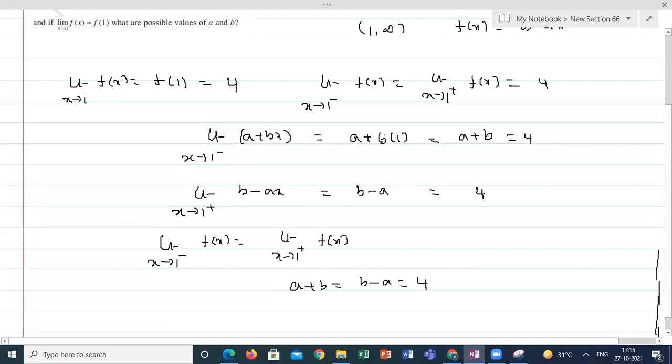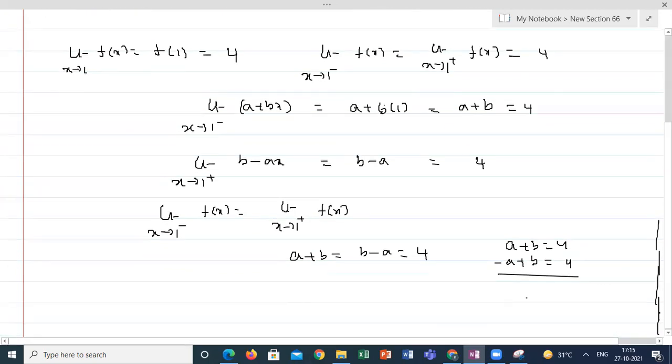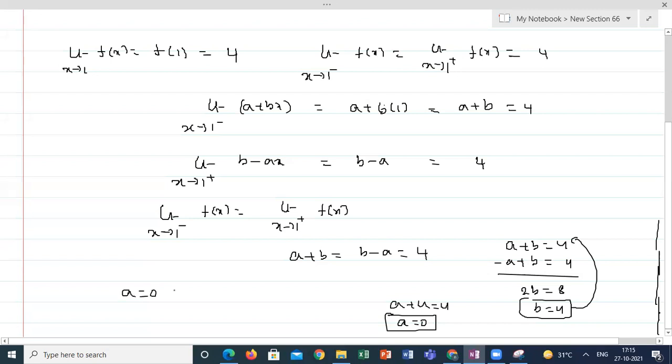How can you solve this one, students? I have a plus b is equal to 4, and b minus a is also 4. Adding these two equations, what will I get? 2b is equal to 8, b is equal to 4. Substituting here, a plus 4 is equal to 4. From here, a is equal to 0. So the values a is equal to 0, b is equal to 4 are the correct values.